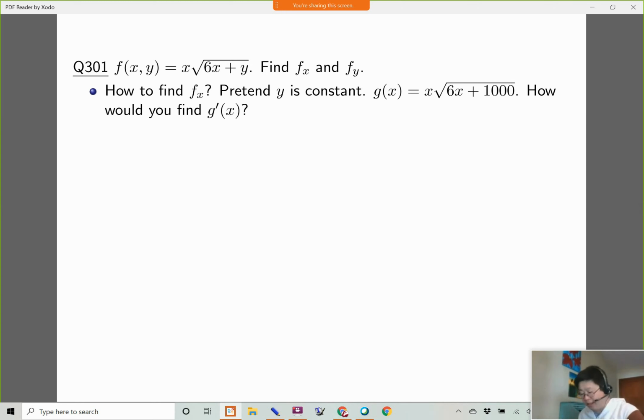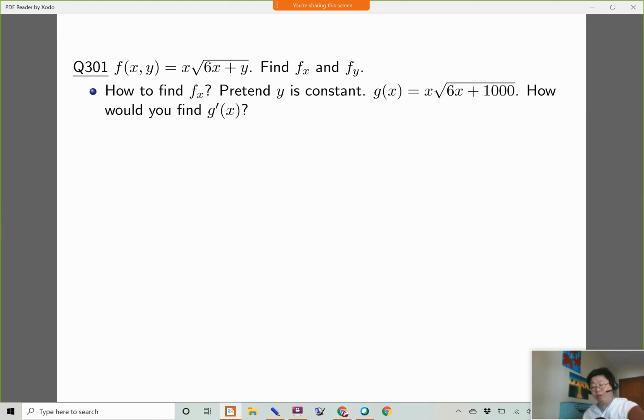But if y is a constant, I just picked a constant. I just picked the number 1,000. And just to name it differently, because I didn't want it to be confusing with what we have up here, I just named a new function. This function only has one input variable called x. And so if we place a 1,000 in for where y is, I ask myself, staring at this, how would I find the derivative of g?